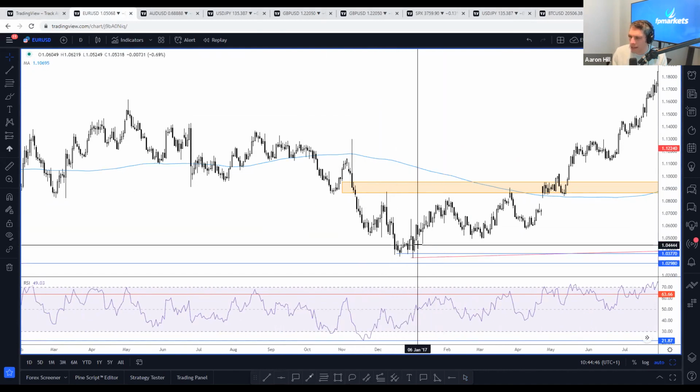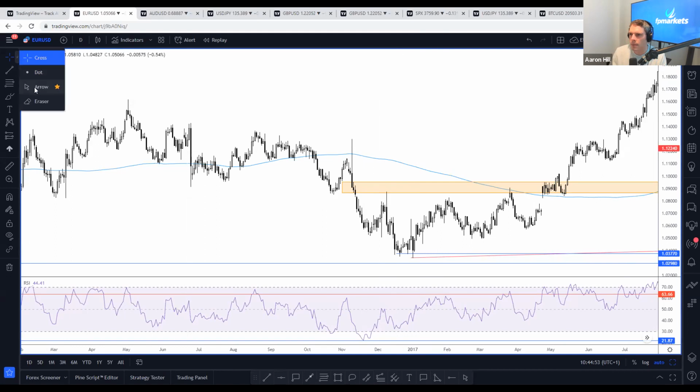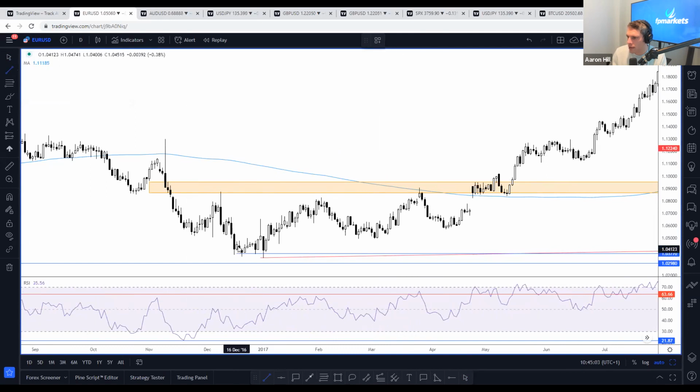Now, look, life is never perfect, right? So initially, let me just get rid of this. Initially you would have used this low here, right? This is what you would have been looking at. We've got a nice move to the downside. We have a left shoulder, high, bear trap, continuation to the upside. Okay, and you would have drawn your line across here to react to price.